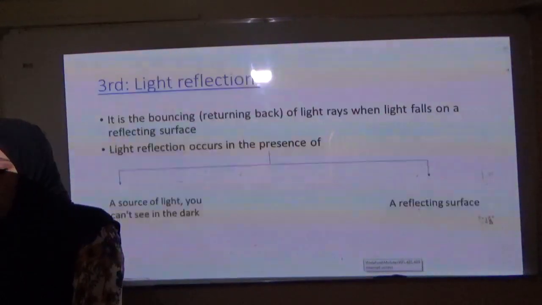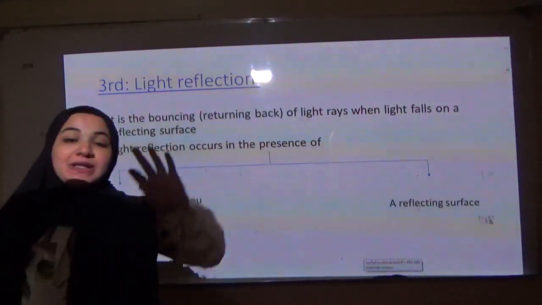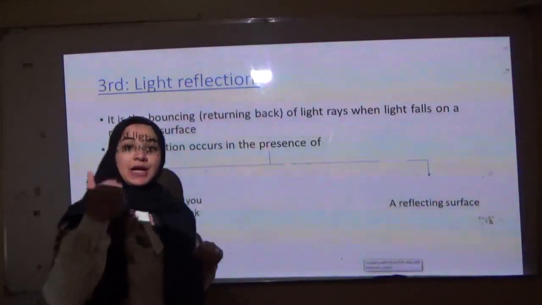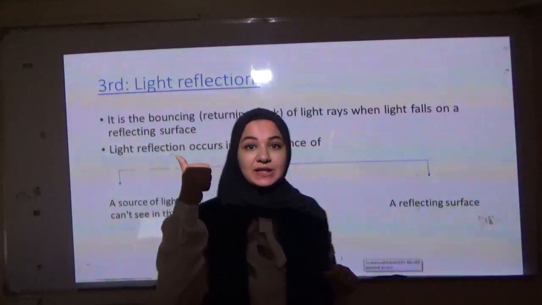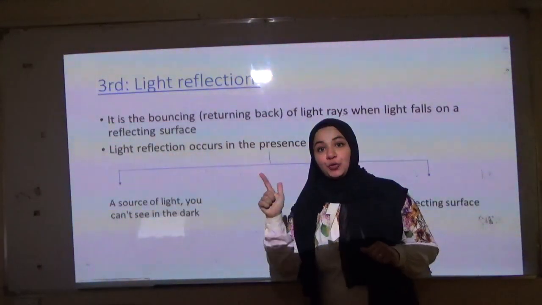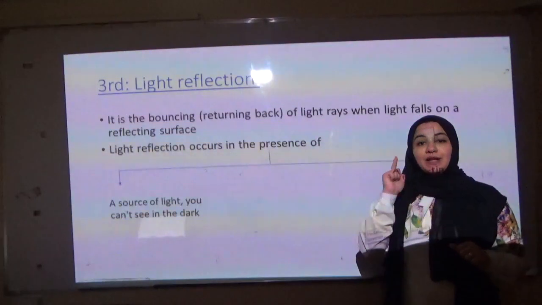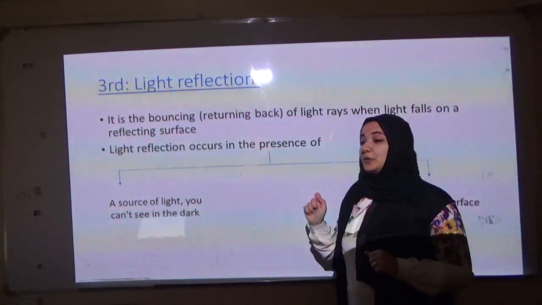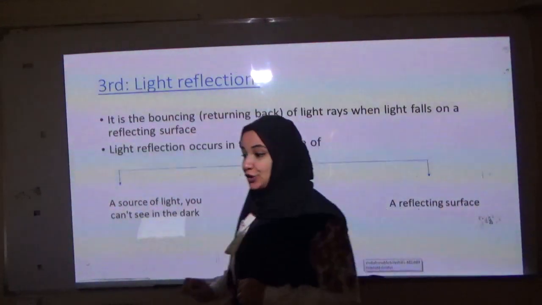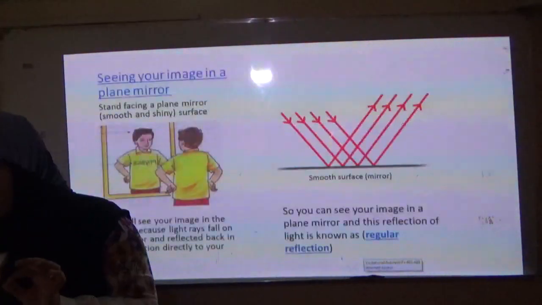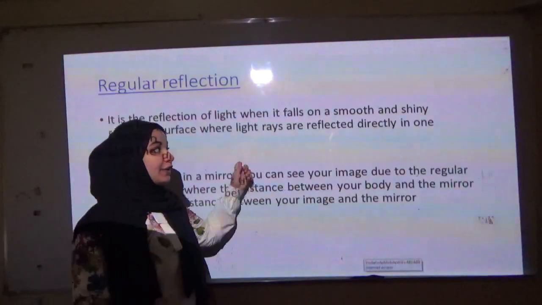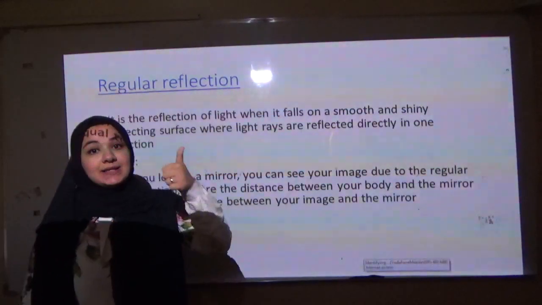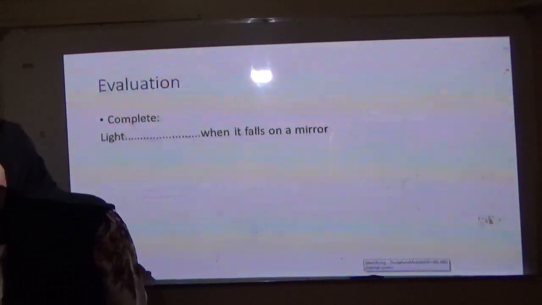Now, as a quick review, until now we discussed three main properties of light. Number one, light travels in a straight line. Number two, light can transmit through different materials. Number three, light reflection. For example, the regular reflection. What's meant by regular reflection? That the light falls on a smooth and shiny surface.